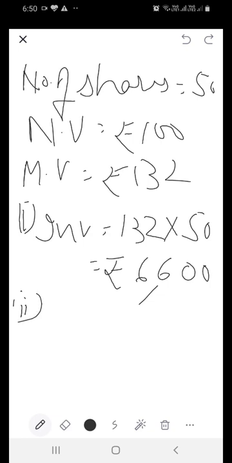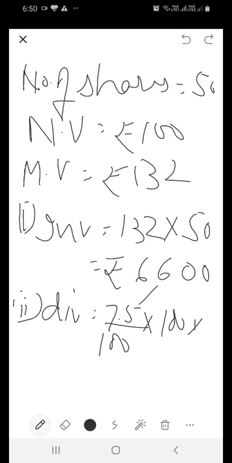Now in the second part, you have to find, if the dividend rate is 7.5% per annum, what will be his annual income? I told you annual income is dividend only. So dividend is equal to dividend percentage, which is given as 7.5, the second formula which I wrote, dividend percentage upon 100 into nominal value, which is given as 100, into number of shares, which is given as 50. So after calculations, you get the dividend as rupees 375.